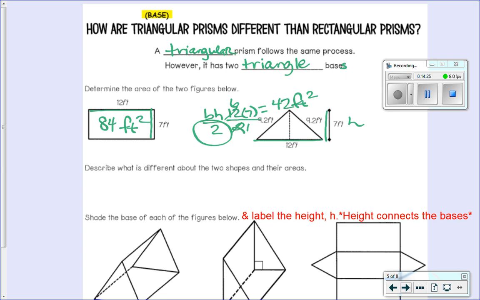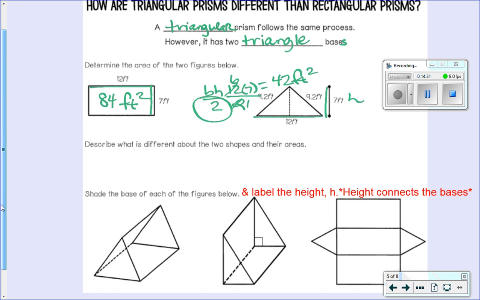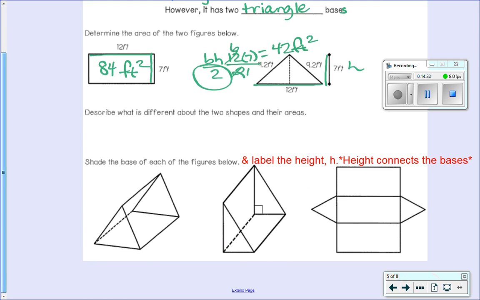I don't know why. When you don't see it, you don't do it. It's like not there. I don't know why. Okay? Please do that. Alrighty. We are going to shade the base of each figure. Okay? We're also going to label the height. And this is a reminder that the height connects your bases. Okay? The first shape here, they're all what shape?